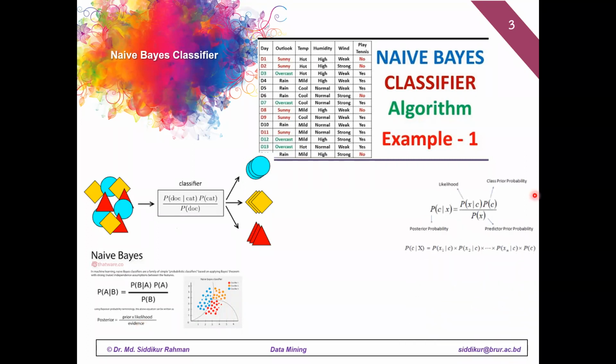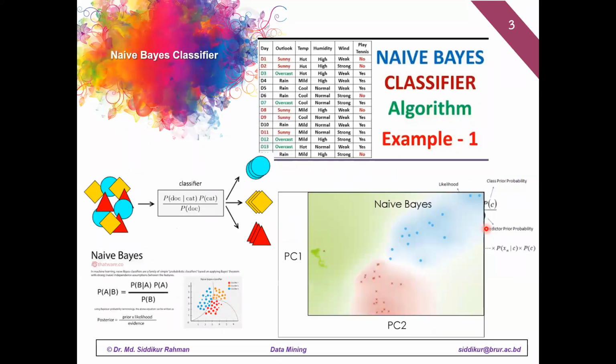So this is the Bayes theorem, like posterior probability. You are going to calculate the probability of C given X, which is equal to the probability of X given C times the probability of C divided by the probability of X. So this is the class prior probability, this is the likelihood, this is the predictor prior probability, and this is the posterior probability. So this is the mechanism of the Bayes theorem.